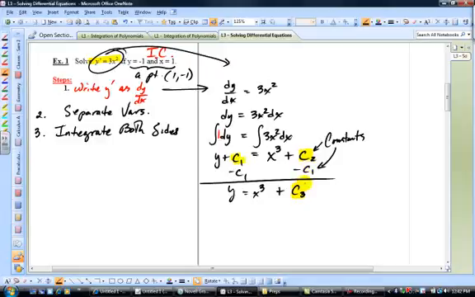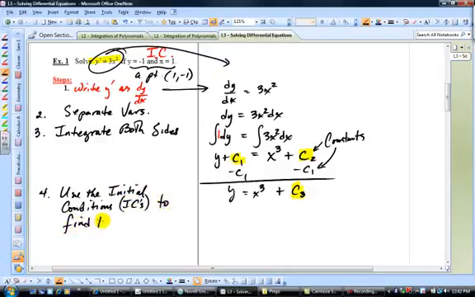Great. Now we need to make sure we find c3, the constant. So we're going to use the initial condition to find the constant. Step 4 is use the initial conditions, the ICs, to find the constant.